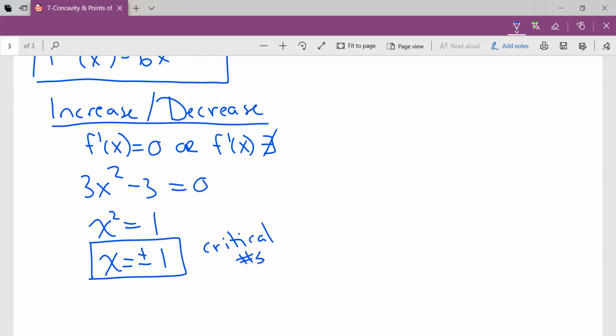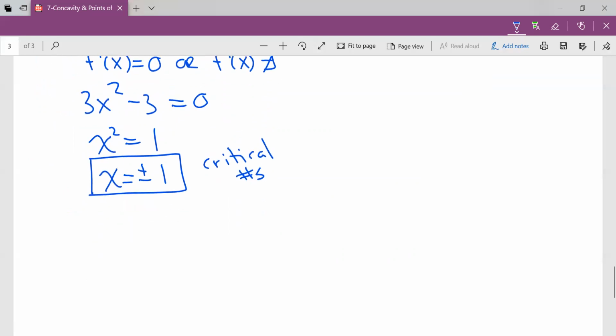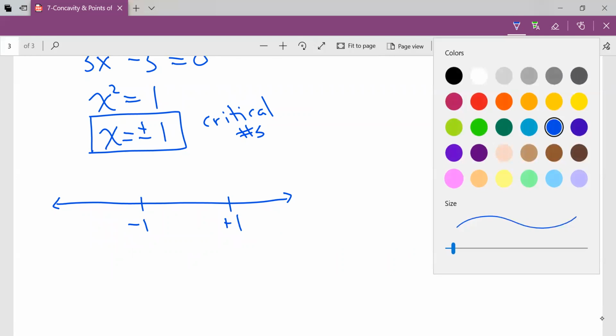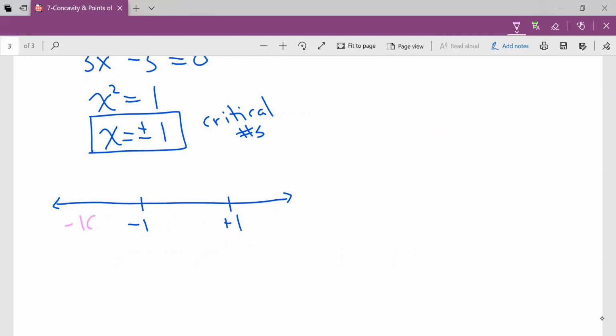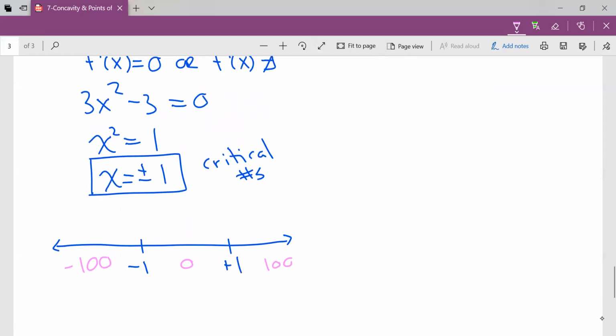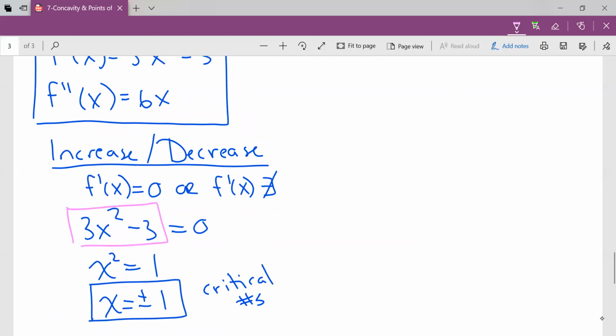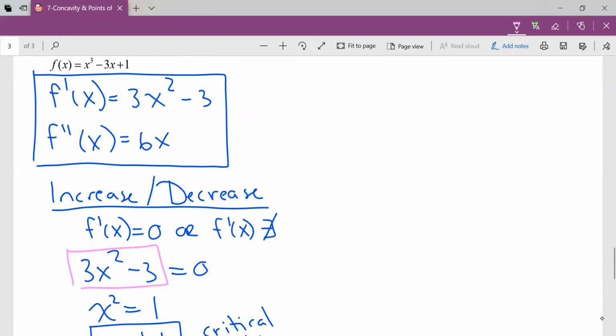Okay, and I box it to keep my work straight. Now what I'm going to do with my critical numbers is find those intervals of increase and decrease. So -1, +1, and we do test points. I always like to pick a number pretty far away: -100, 0, and 100. And recall what we do with those test points. We sub them back into the derivative, okay? Our derivative was equal to this, right? I've got it boxed up here for that exact reason.